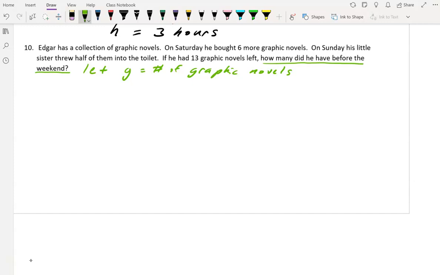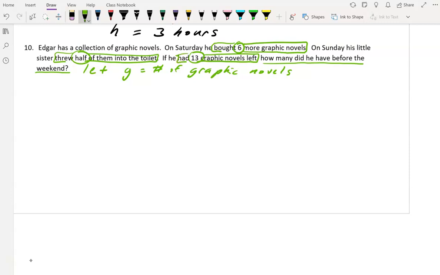On Saturday, now we're going to circle the numbers. He had 6 there. Half is technically a number. And 13. So let's see here. On Saturday, he bought 6 more graphic novels. His sister threw half of them in the toilet, so that means he lost half of them. And now he has 13 graphic novels left.